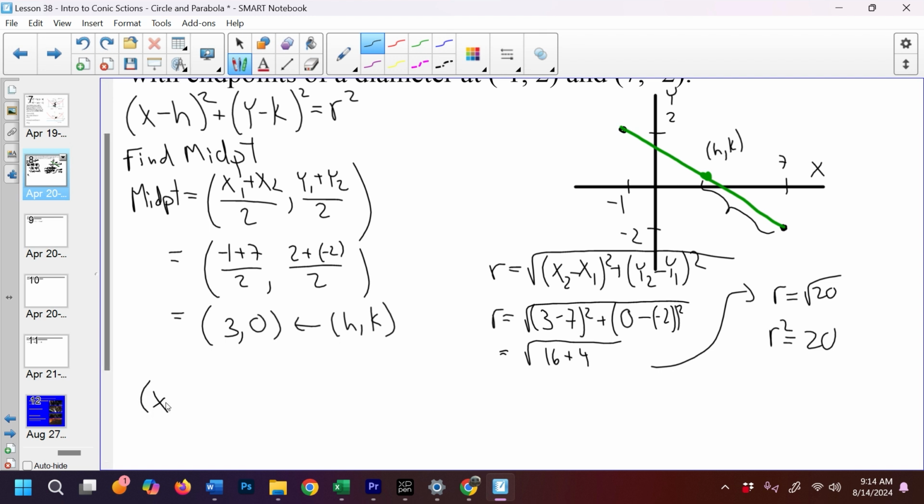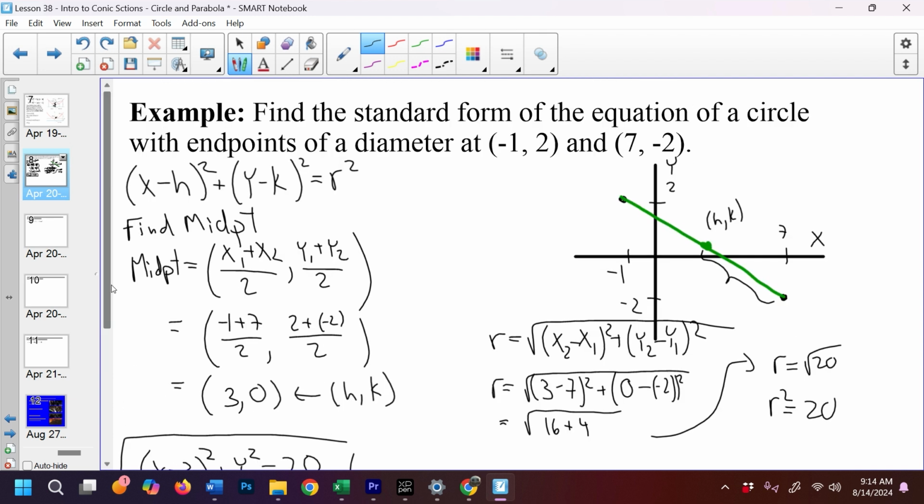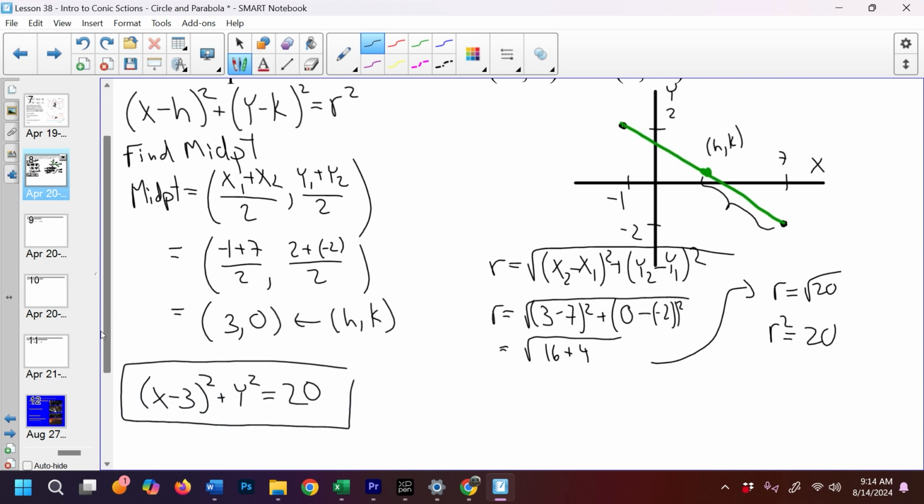I'll have (x minus 3) squared plus (y minus 0) squared, but you would never write that as a final answer. So we will just say y minus 0 is y, and we'll square that. And then r squared we found to be 20. We'll put a 20 there, box around that, and I have found the standard form of the equation of a circle.